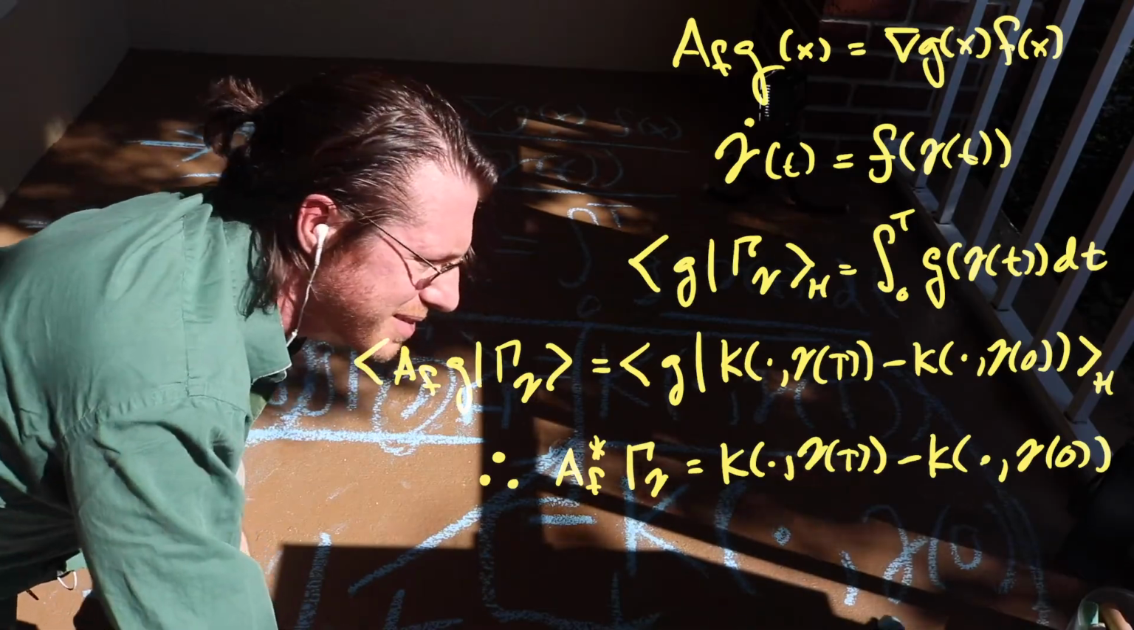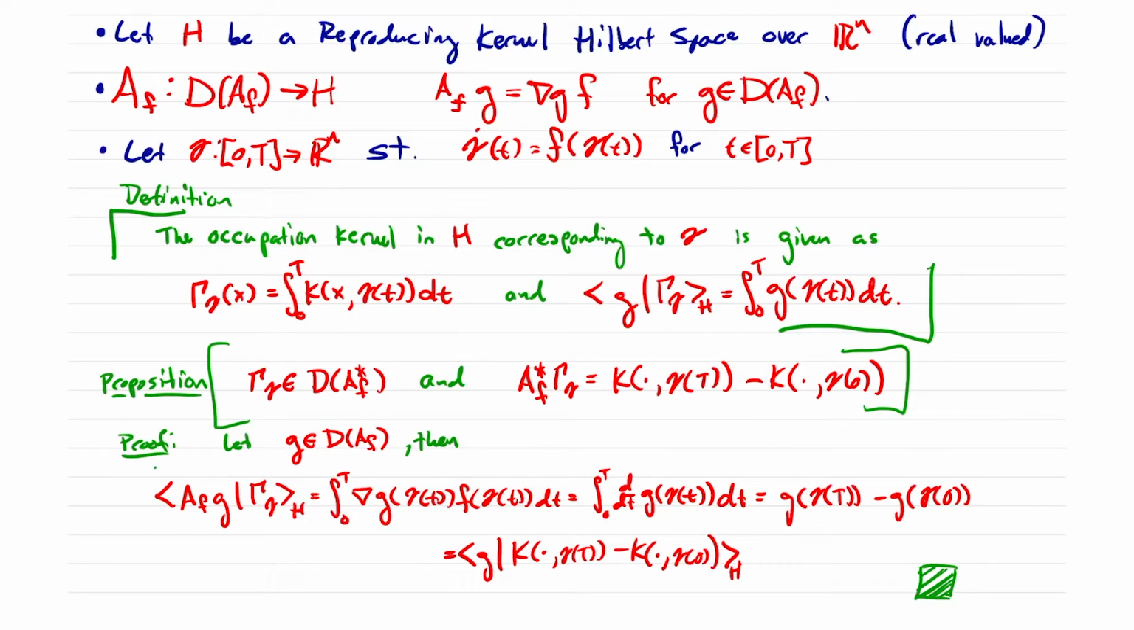It's hot outside. Okay, so let's take a look. All right, so here we're going to be talking about a reproducing kernel Hilbert space H, an RKHS, and generally we're going to think of it as being over R^n. We're also going to assume that it is composed of continuously differentiable functions.